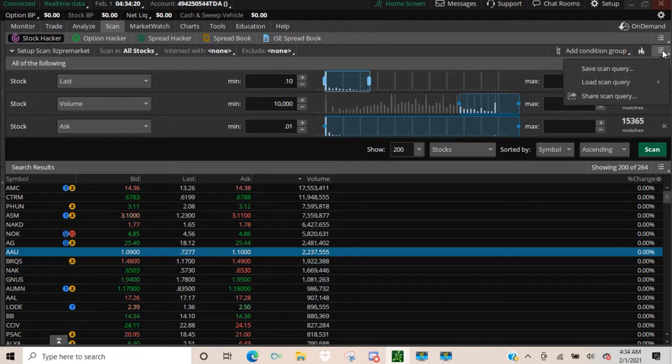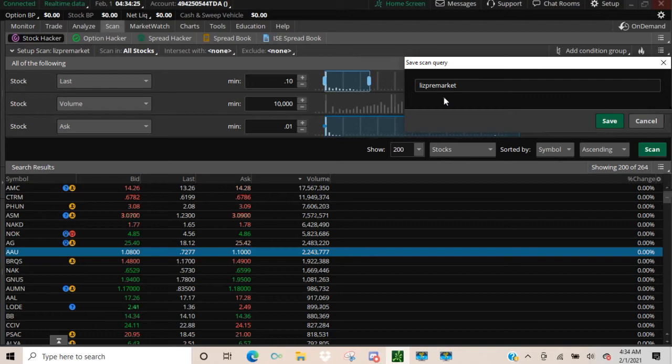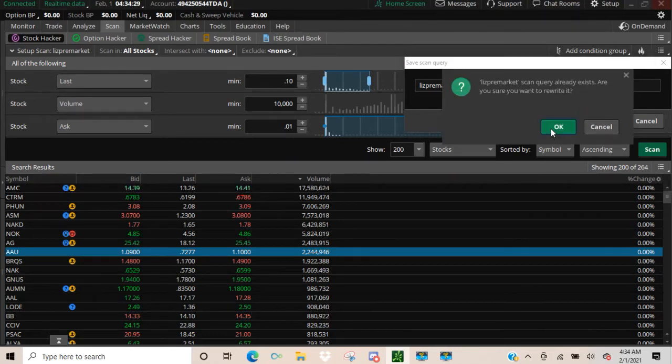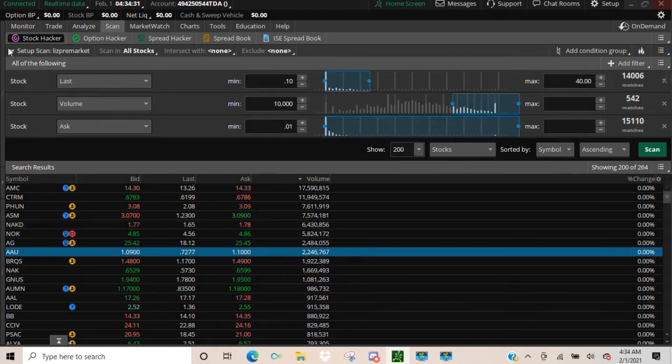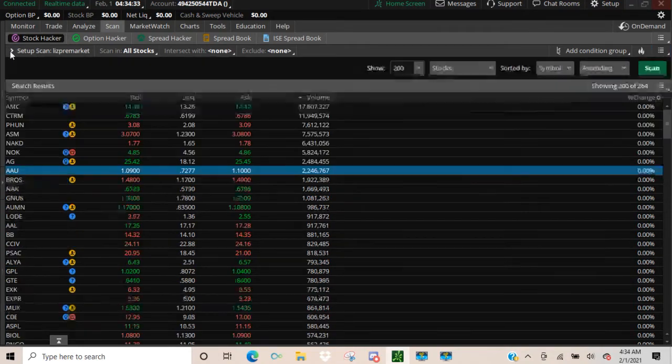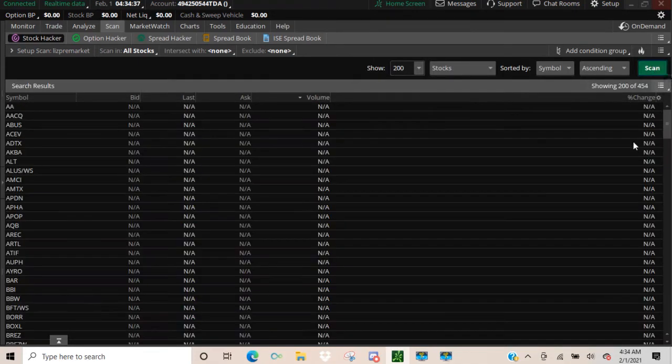You would go up here and you would save scan query right there. And I went ahead and labeled it that. Save, yes, of course. Always remember to save your stuff. And then go ahead and close that down. And then I hit scan.